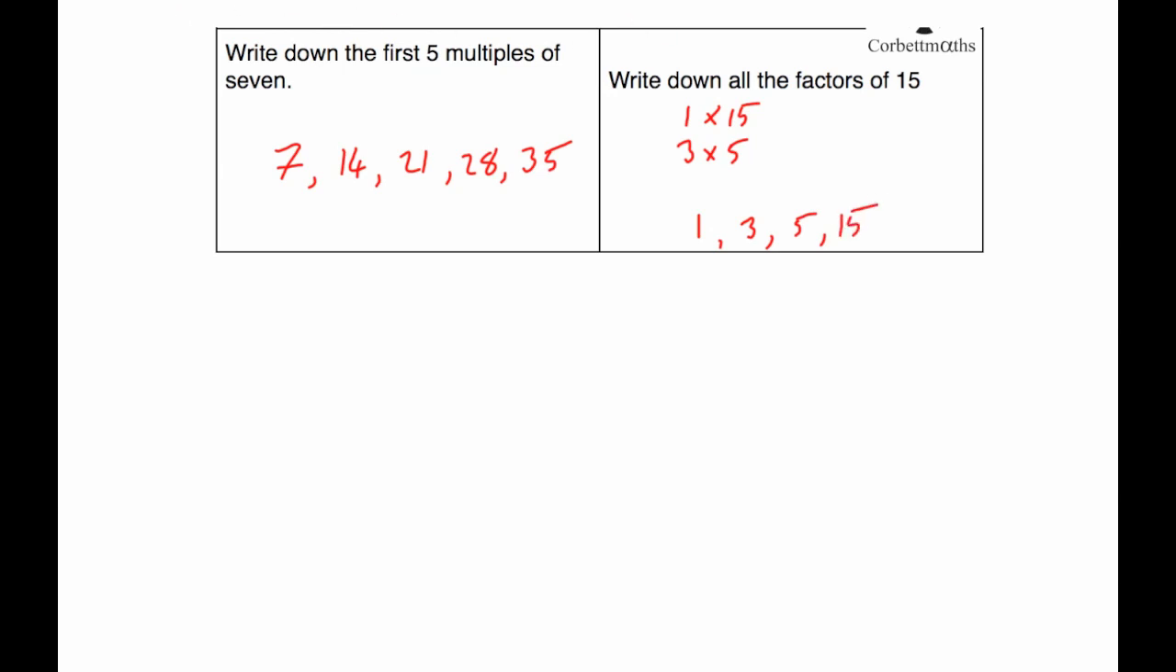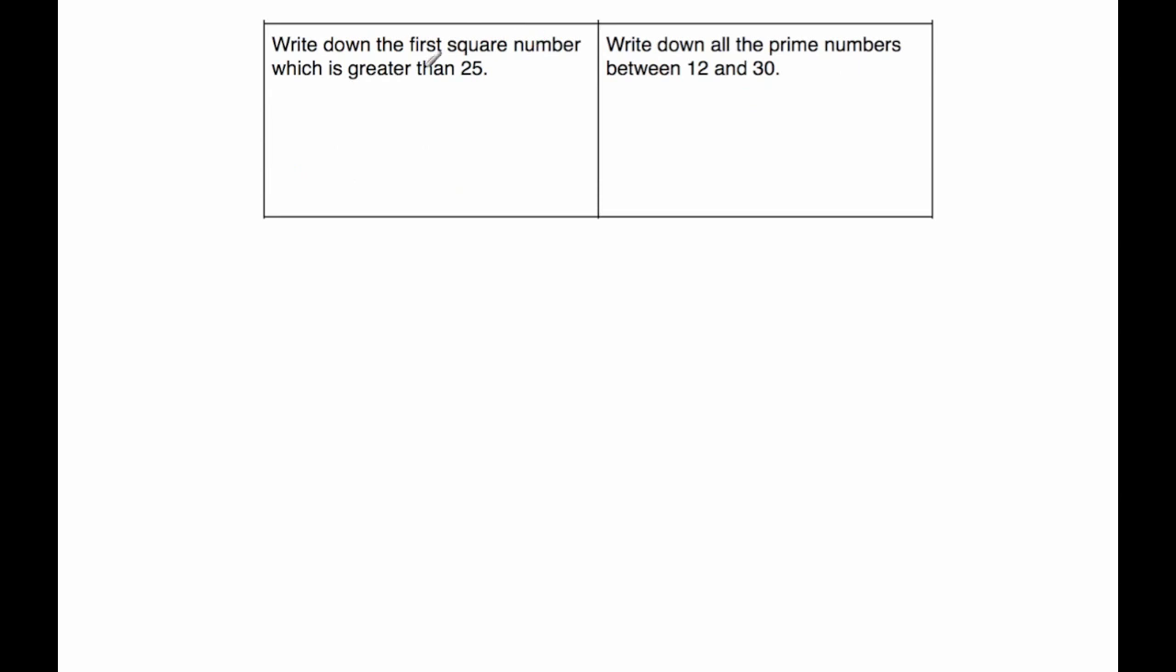Okay, our next question. Write down the first square number which is greater than 25. So the square numbers are, well, 1 times 1 is 1, 2 times 2 is 4, 3 times 3 is equal to 9, 4 times 4 is equal to 16, 5 times 5 is 25, but we're looking for the first square number bigger than that one, so 6 times 6 is equal to 36. So the first square number greater than 25 is 36.